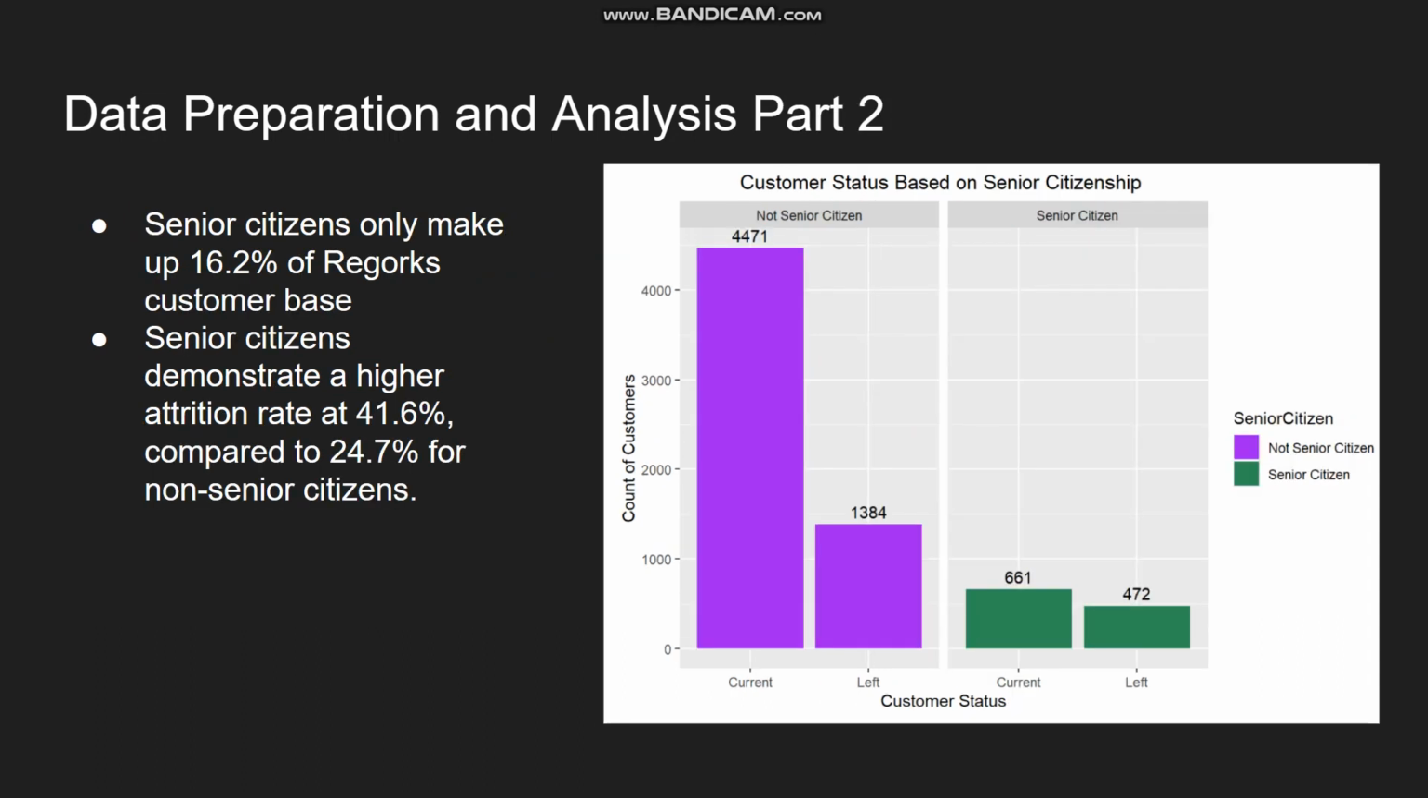In this second visualization, we look at customer status based on senior citizenship. Senior citizens only made up 16.2% of Regorg's customer base, and the senior citizens also demonstrate a very high attrition rate at 41.6%, which is compared with the non-senior citizens only had 24.7%.